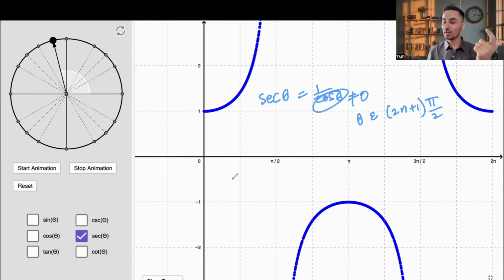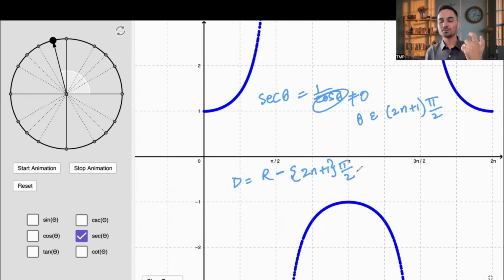That means the domain of the sec theta function is all real numbers minus the points where cos theta is 0. And those points are given by (2n plus 1) pi over 2, where n is any integer. How about the range? For the range, on the positive side, you see that the value increases from 1 towards infinity, and on the negative side, it decreases from -1 to -infinity. So the range is -infinity to -1 union 1 to infinity.